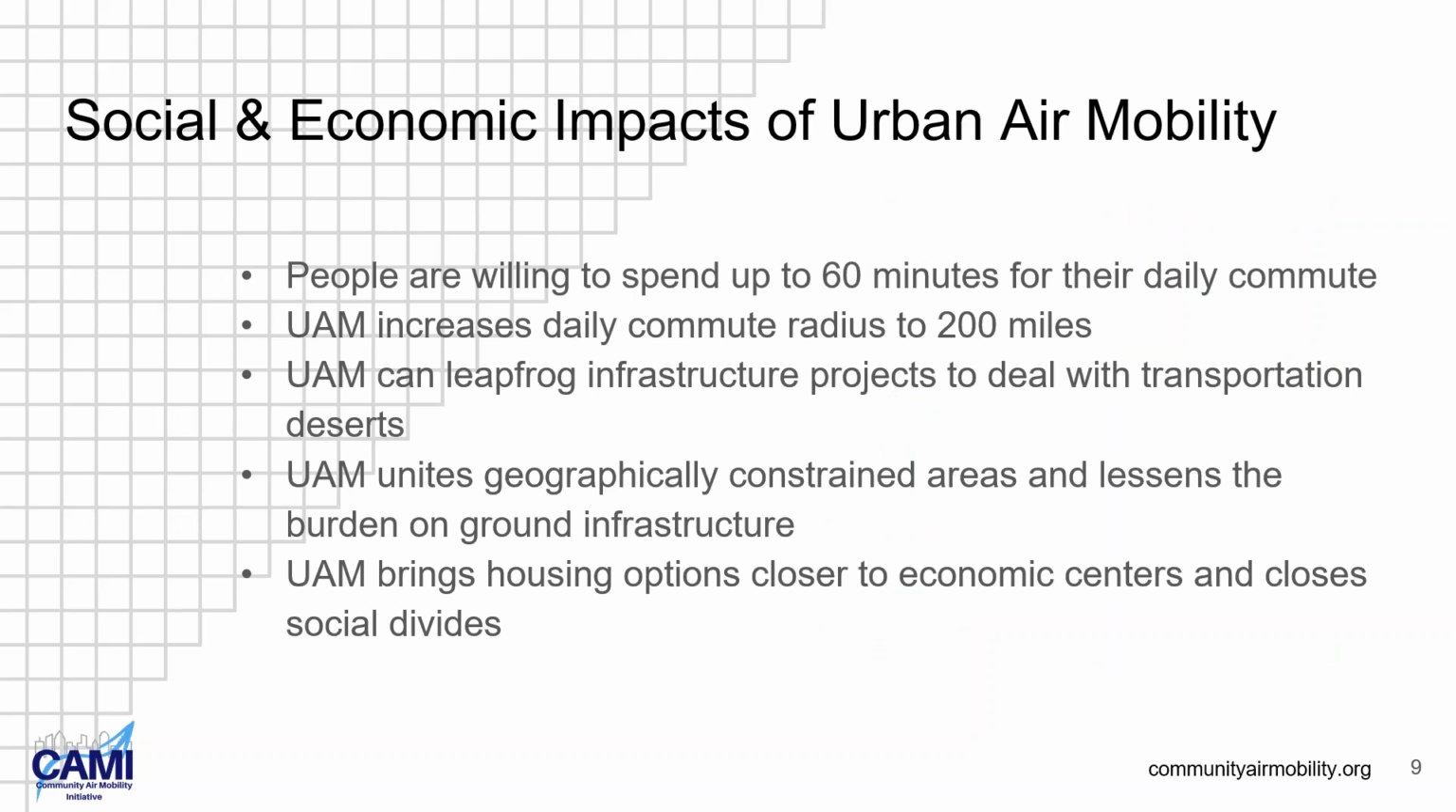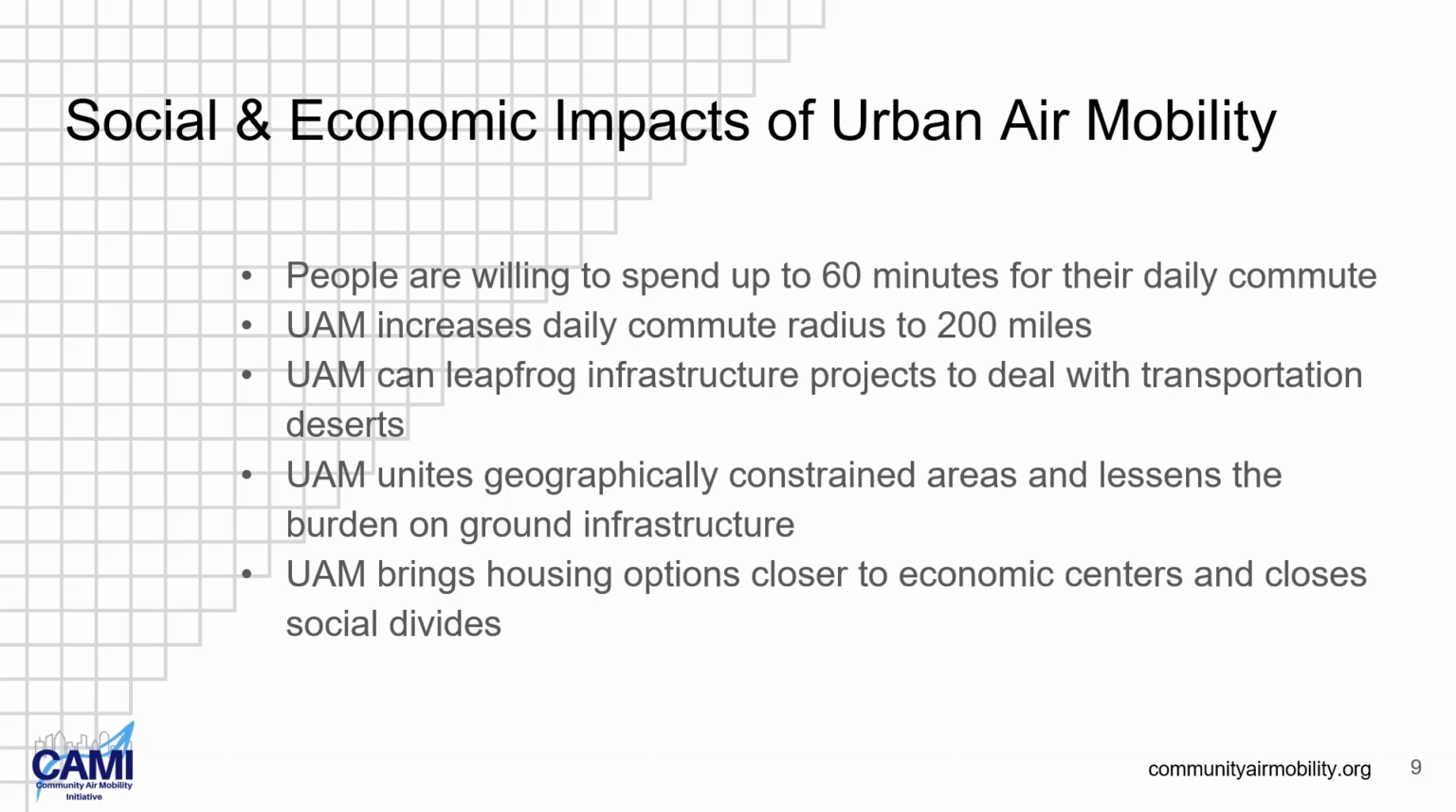One of the key areas that CAMI is focusing on are the social and economic impacts of urban air mobility. People are willing to spend up to 60 minutes for their daily commute. This is known as Marchetti's Constant, and it has existed since humans have existed. So what happens as we improve technology for transportation is not that we reduce congestion on the streets, but we increase the distance that people can travel on a daily commute.